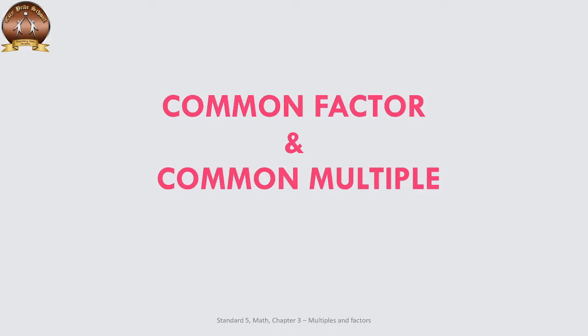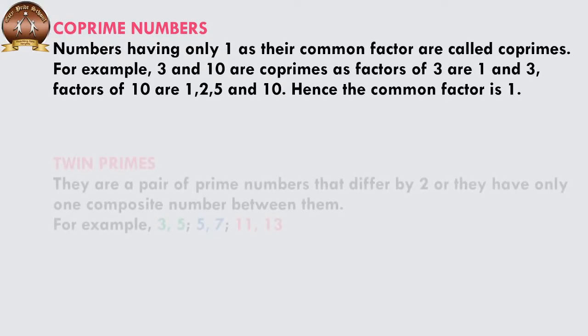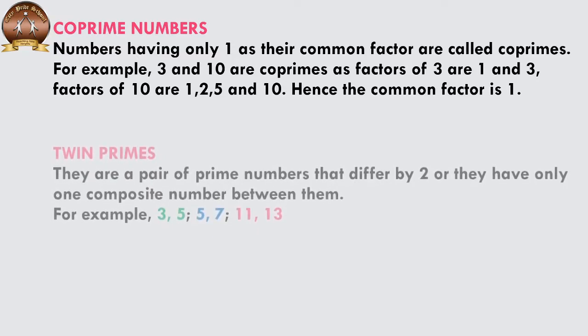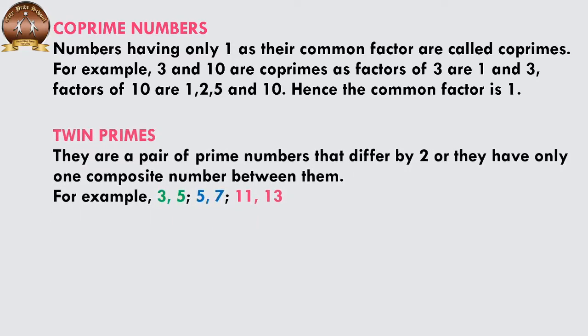But before knowing common factor and common multiple, we should be aware of what co-prime numbers are. The numbers having 1 as the only common factor are called co-prime numbers. For example, 3 and 10 are co-prime. How? 3 has two factors, 1 and 3, and the factors of 10 are 1, 2, 5 and 10. The only common factor is 1. So 3 and 10 are co-prime numbers.